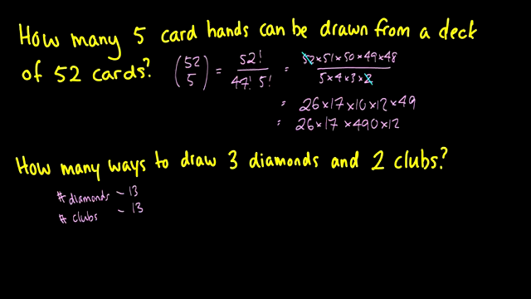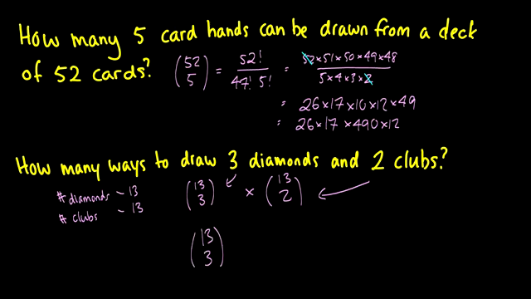So we say, okay, 3 diamonds, that means we have 13 ones we can choose from, and we just want to choose 3. So this is the diamonds. And then we multiply that by the 13 choose 2 clubs. And this will get you your answer. So basically your answer is going to be 13 choose 3 times 13 choose 2.